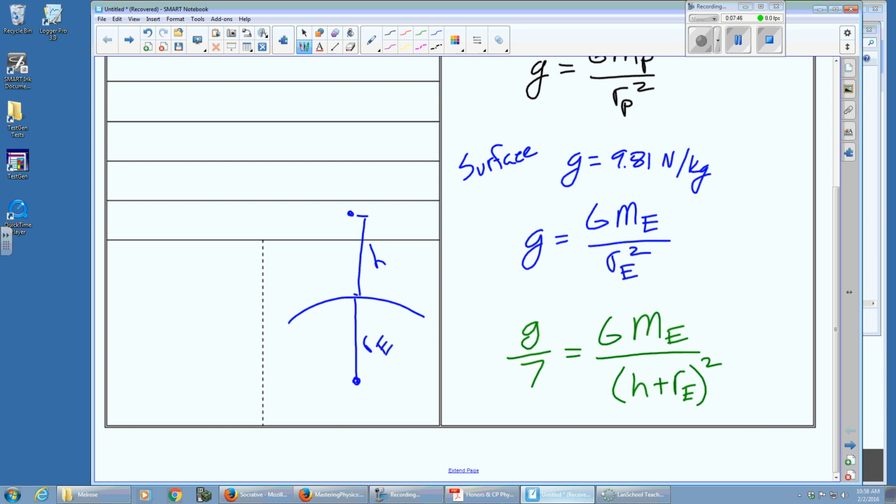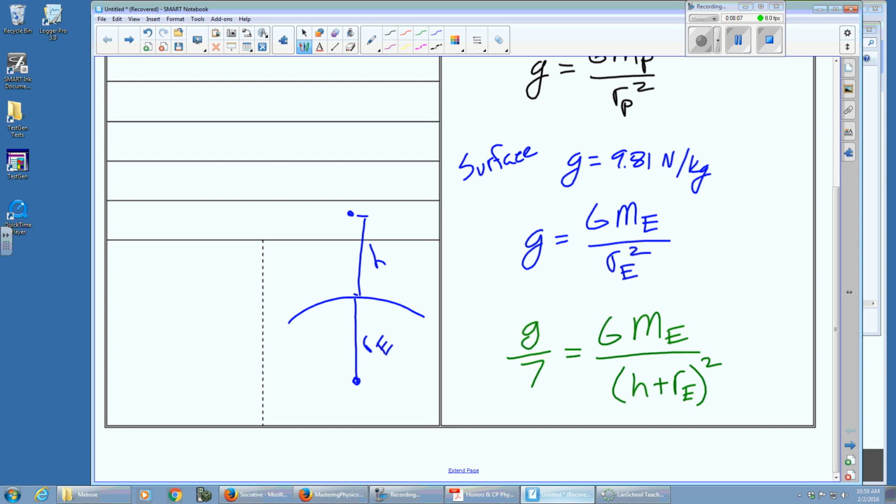Now, you could just go in and plug in. I know what little g is, that's 9.81. I know the mass of the Earth, I can get that from my equation sheet. I know the radius of the Earth, and you can get h. Or you could plug in and do some calculating. I think it's actually easier at this point to probably put in our numbers and do it.